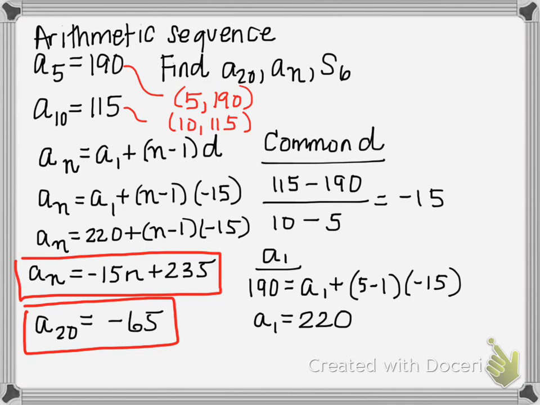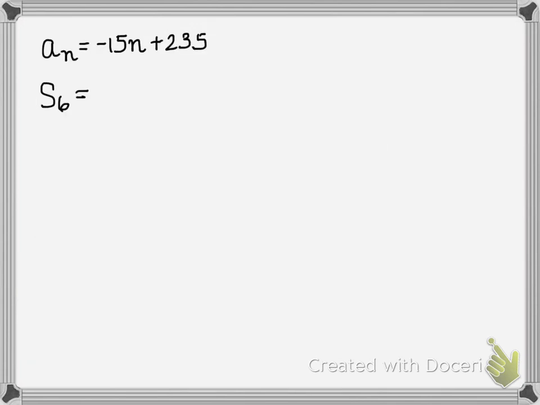And then let's go to S sub 6. S sub 6 means that we want to find the sum of the first 6 terms. So we're letting n equal 1, n equal 2, n equal 3, and summing those 6 terms. So of course we know already that the first term is 220, right? Didn't we find that out already?